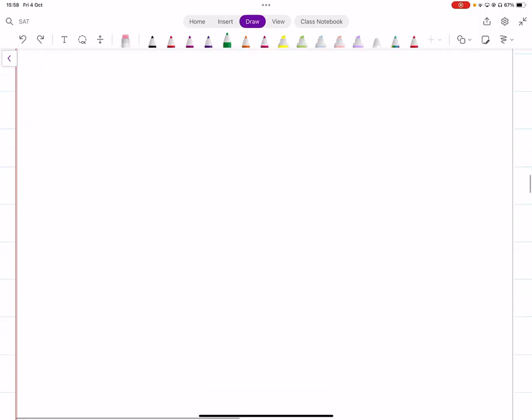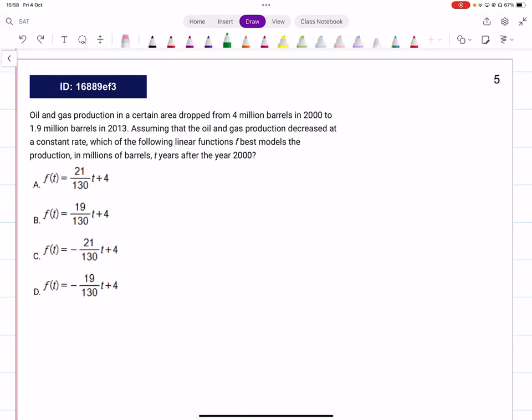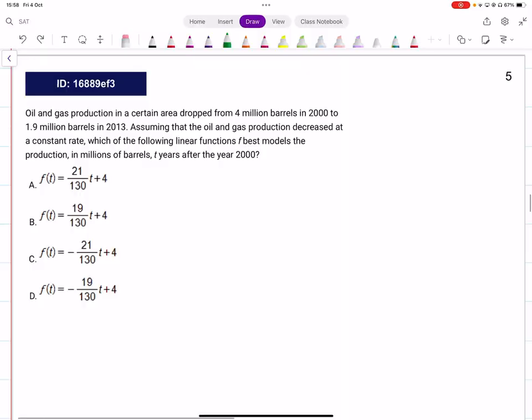And then the next one is 5 from this PDF. Oil and gas production in a certain area dropped from 4 million barrels in 2000 to 1.9 million barrels in 2013. 4 million to 1.9 million. Now, the production decreased at a constant rate. Constant rate means it's a linear function. Which of the following linear functions best models the production T years after the year 2000?